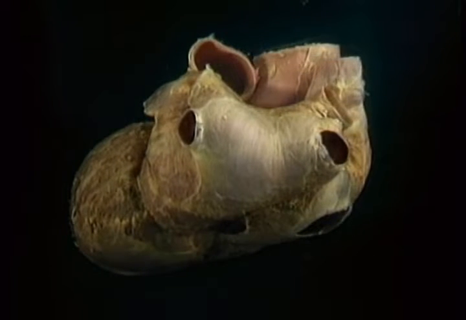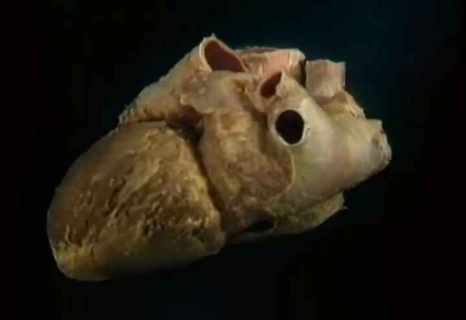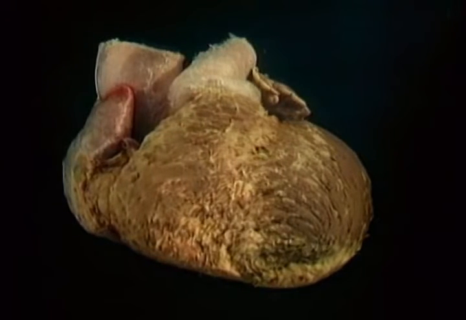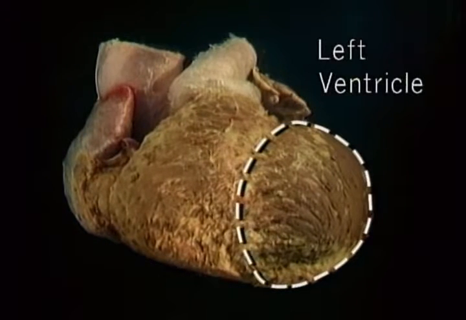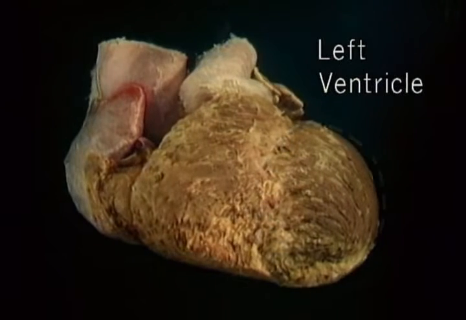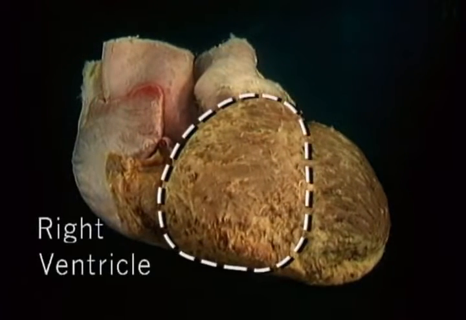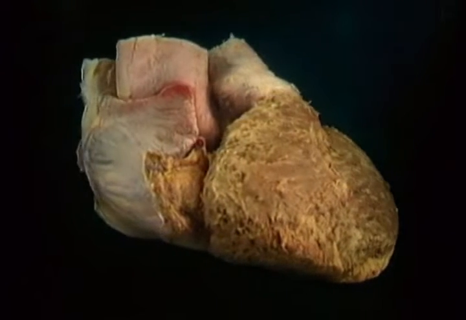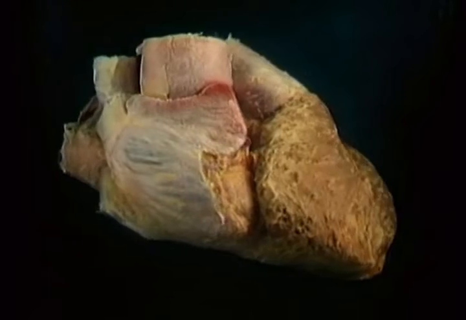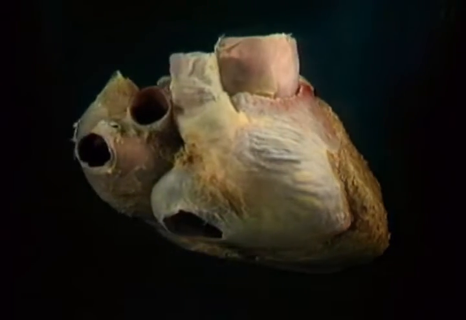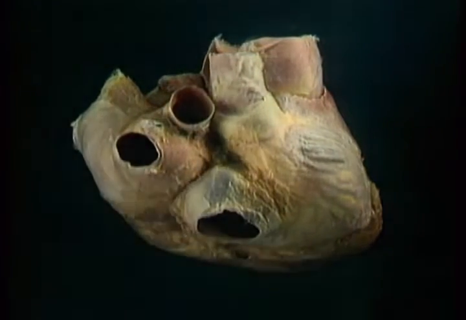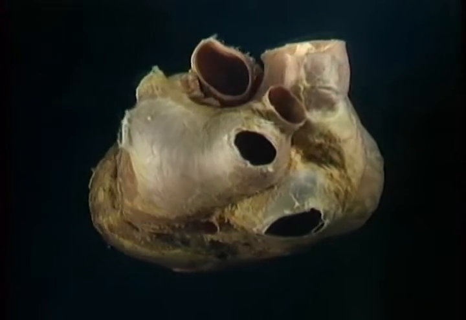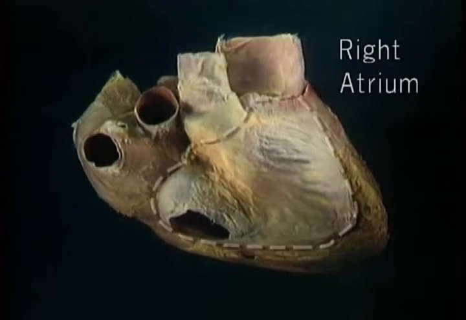This is a directly posterior view of the heart. This is a directly anterior view. The massive thick-walled left ventricle projects forward and to the left. The thinner-walled right ventricle is partially wrapped around the left one. We'll see the ventricles by themselves in a minute. For now, let's go round to the back and look at the 2 atria. This is the left atrium. This is the right atrium.